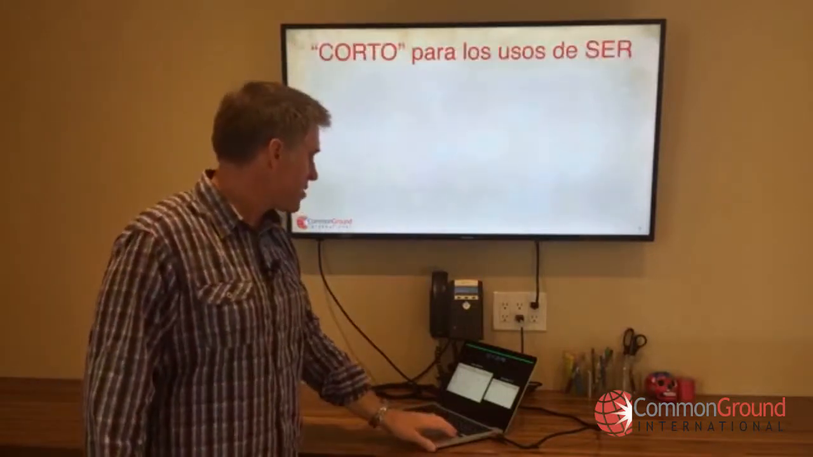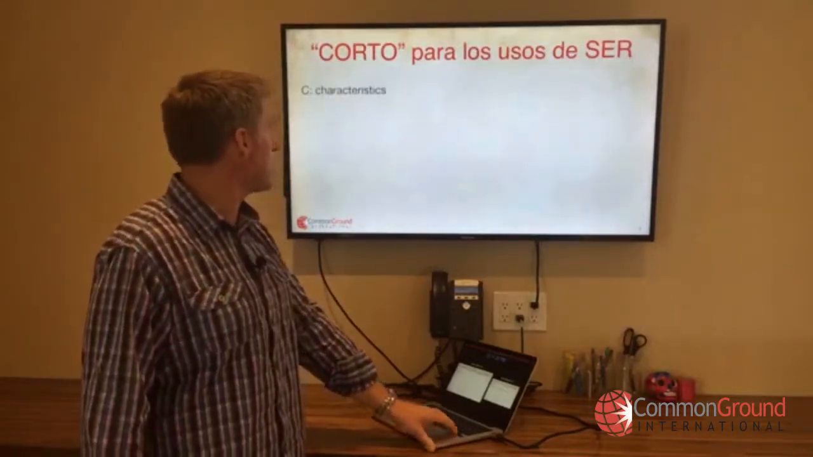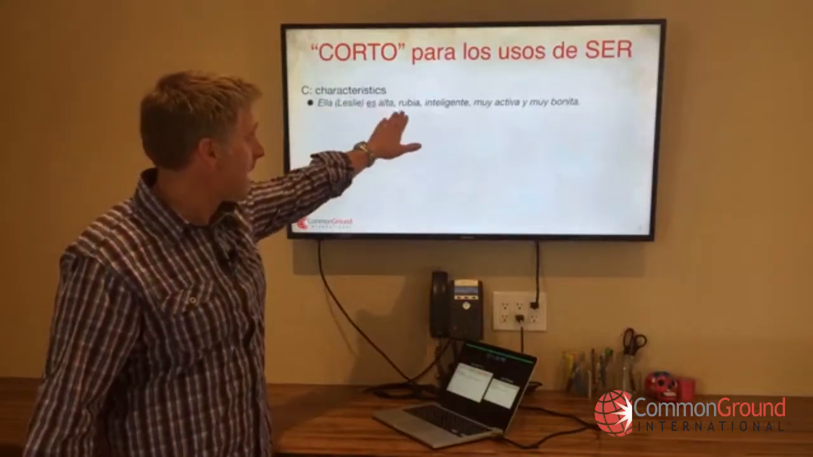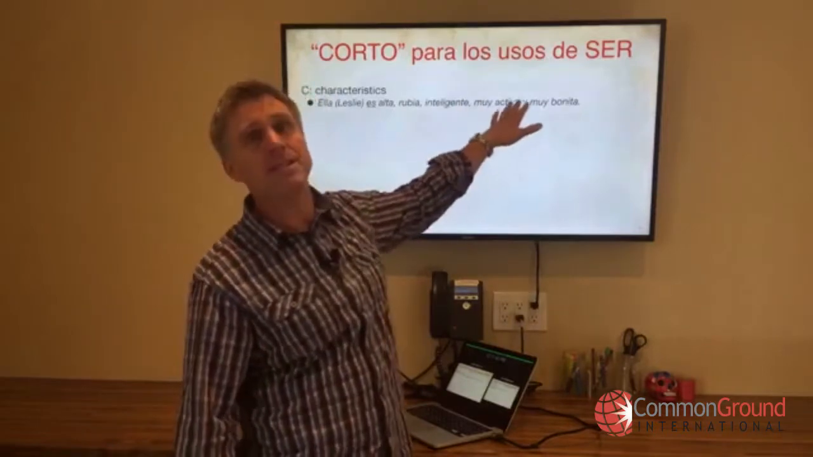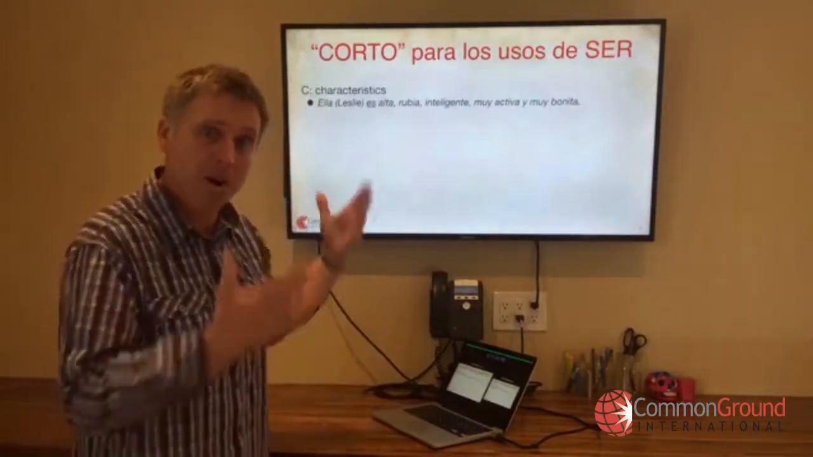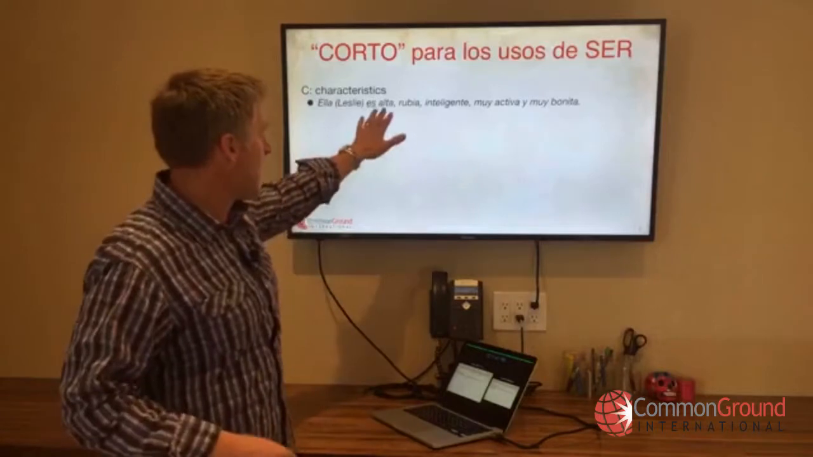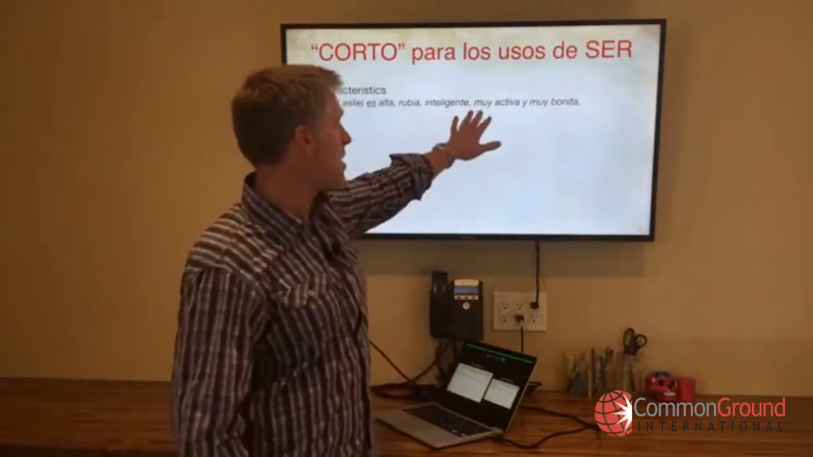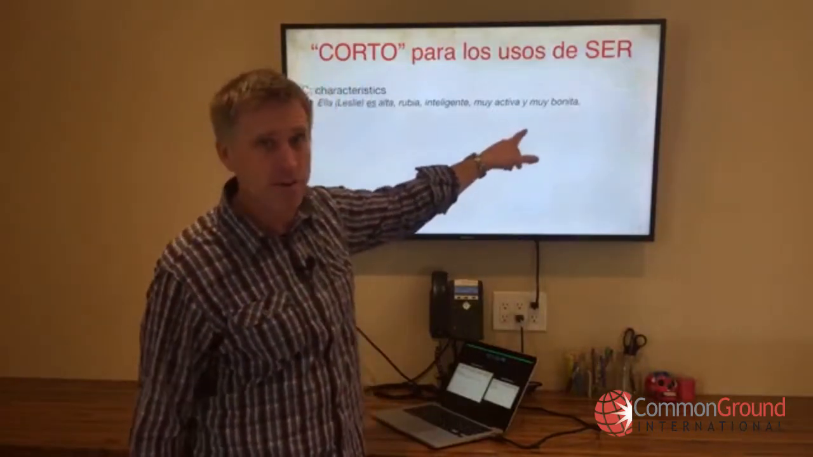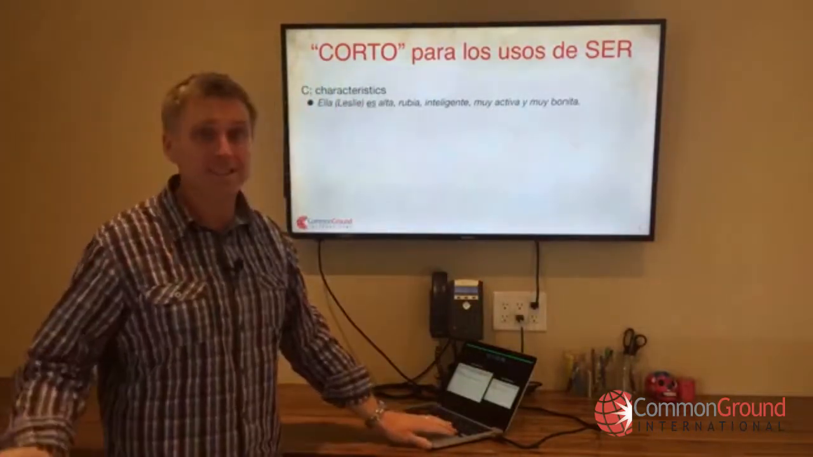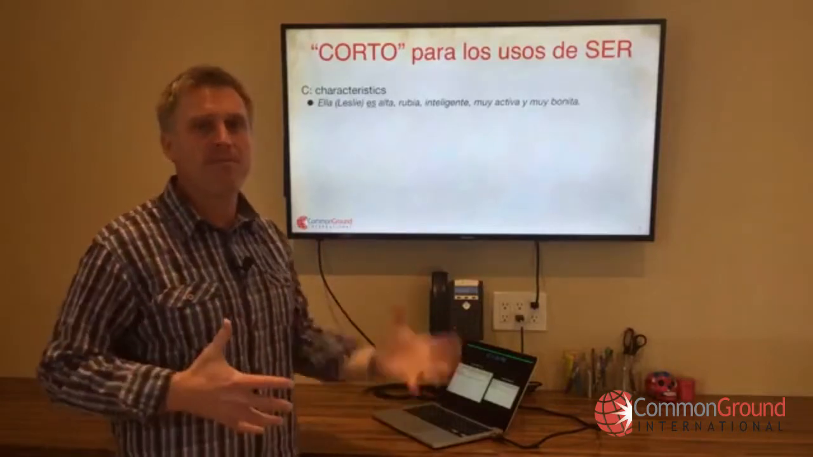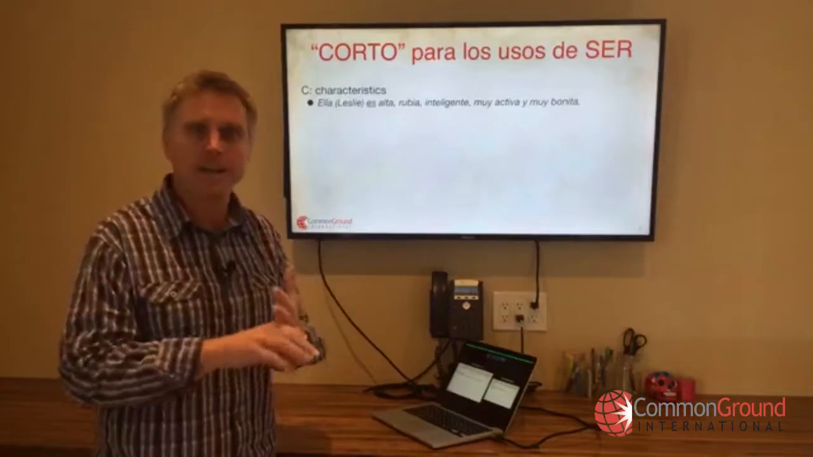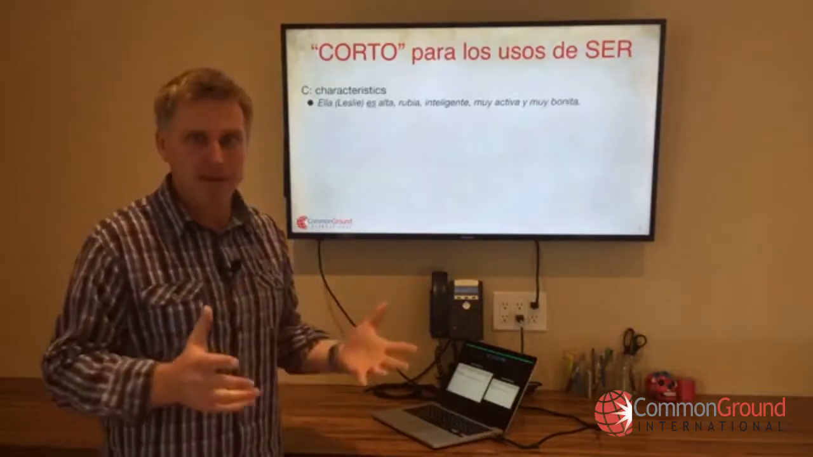Okay? Bien. So, corto, para los usos de ser, characteristics. Leslie, ella, Leslie es alta, rubia, inteligente, muy activa y muy bonita. Right? That was from our original slide. So, ella es alta, she is tall. Ella es rubia, she's blonde. Inteligente, smart. Muy activa, very active, very pretty. ¿Verdad? Okay, characteristics. These are not how someone feels. They could be physical characteristics. They could be personality characteristics. It doesn't matter, okay?